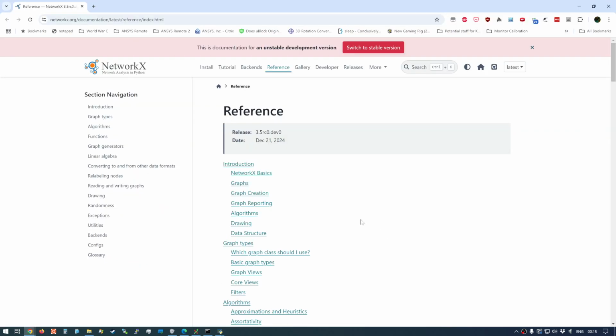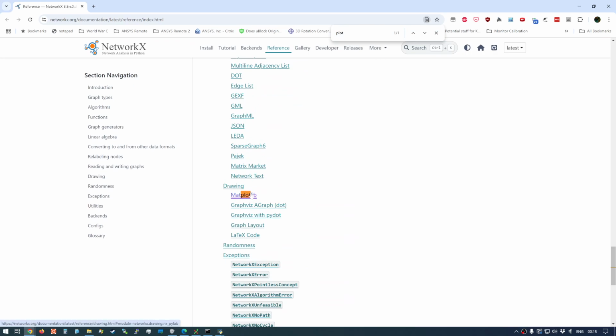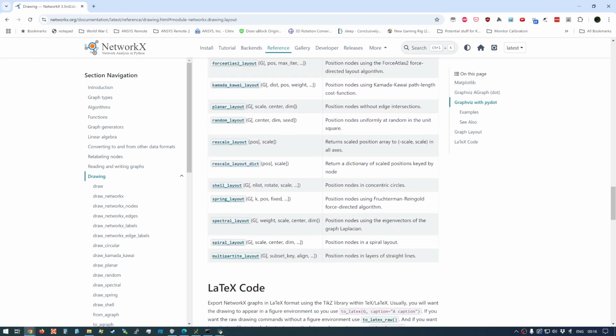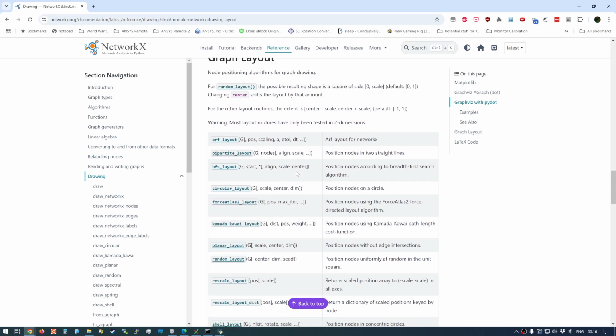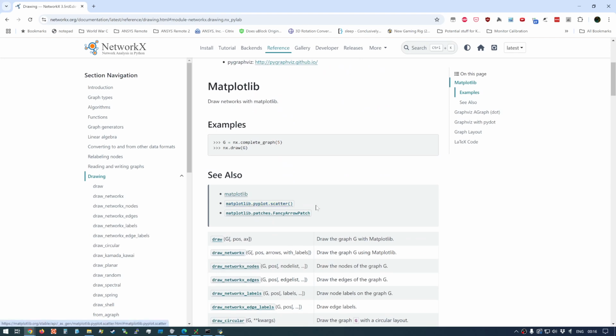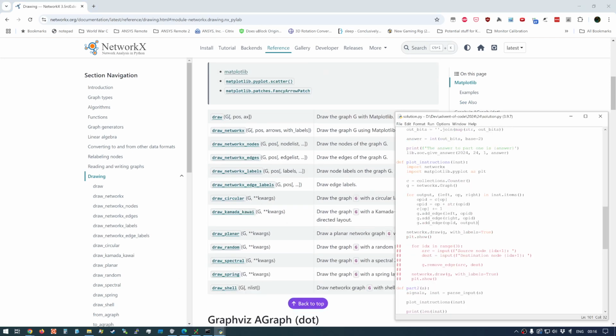I just want this plotted. Plotted. Graph layout. What am I even using? Just draw.